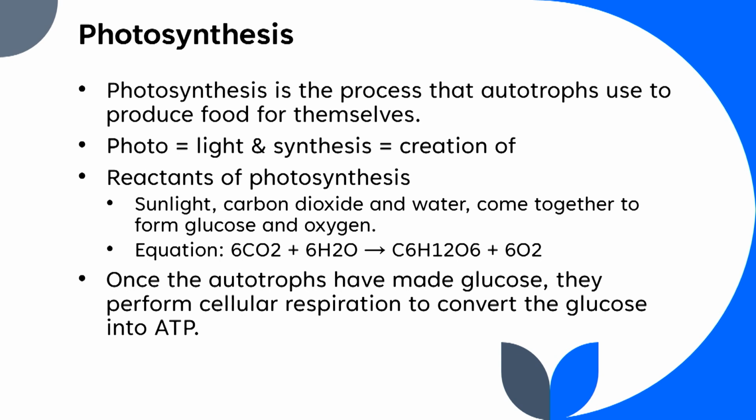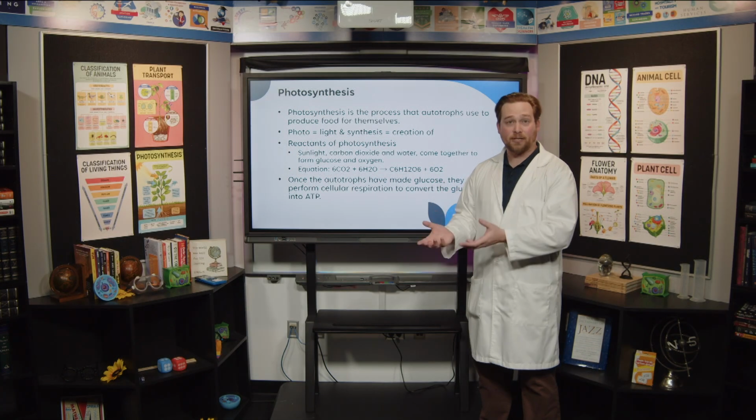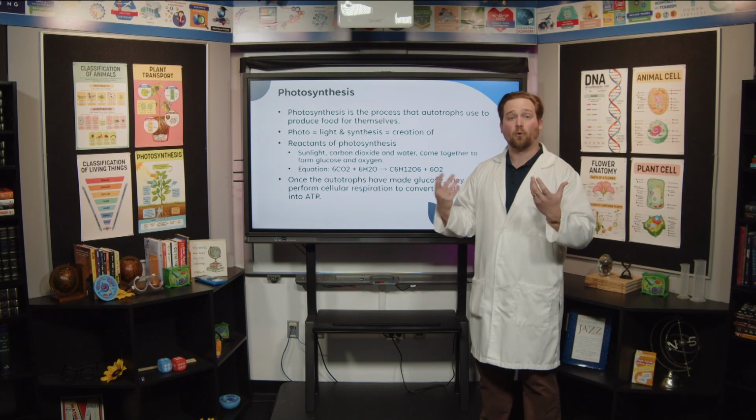Okay, so I want you to know what the reactants of photosynthesis are. The reactants is what goes into the equation, and then we also want to know what the products are. So here you can see that sunlight, carbon dioxide, and water, those are going to be the reactants. They come together to form glucose and oxygen. So glucose and oxygen are going to be the products of this reaction, okay? This is really good for us because the plants need the glucose for them to survive, and just a byproduct is oxygen, which of course is very important for animals.